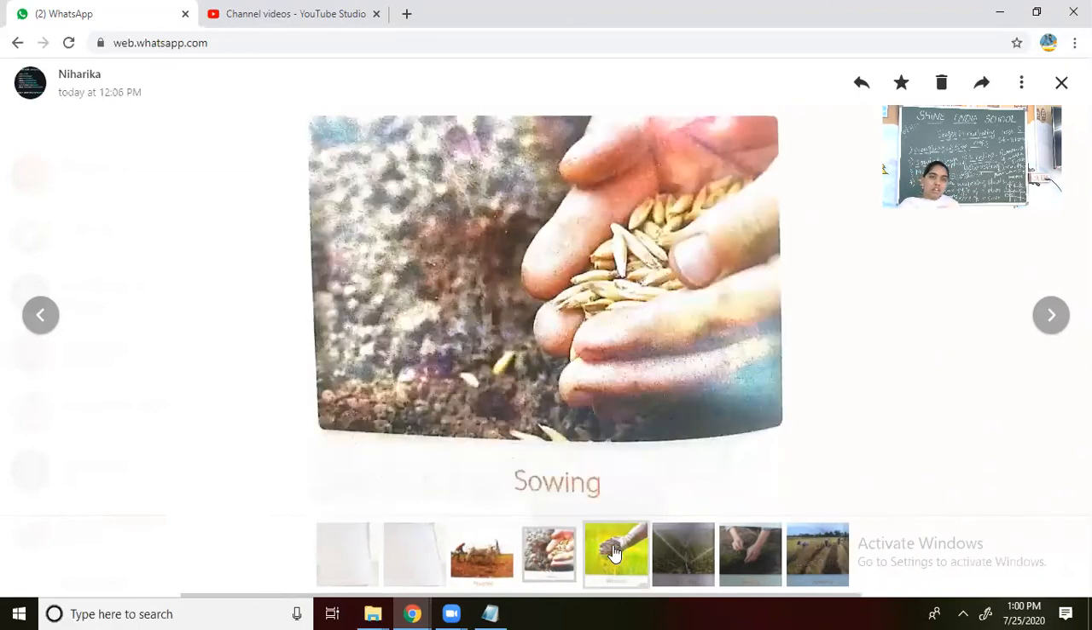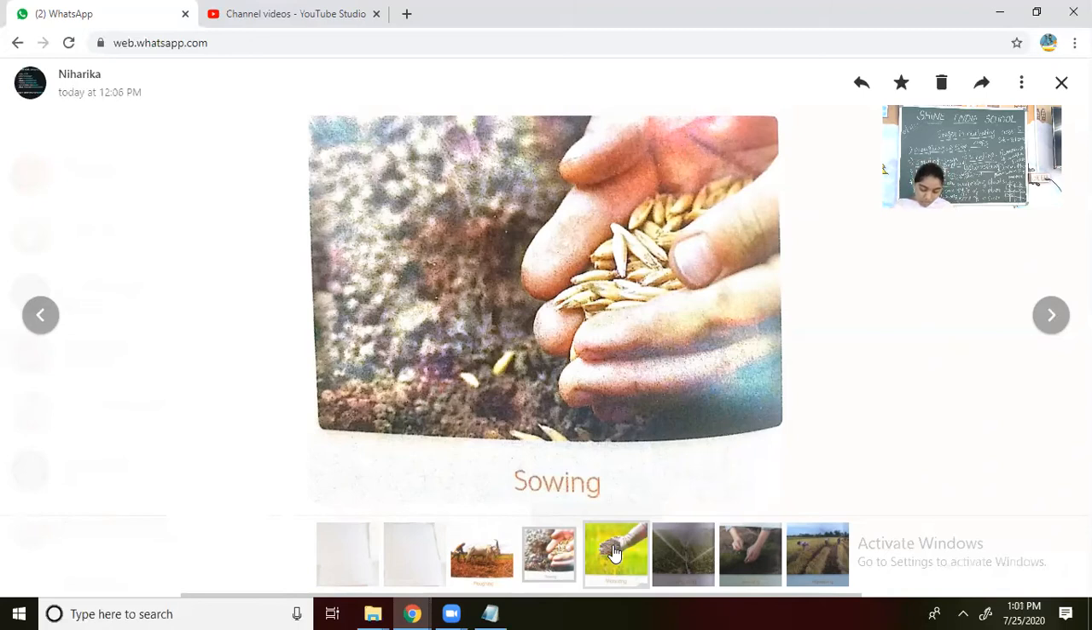Sowing. Okay, in the next picture you can see the hand and how the person is going to drop the seeds. Normally one seed cannot be germinated definitely, so we have to keep a minimum of 2 to 3 seeds. So farmers drop 2 to 3 seeds in each and every place. That will lead to a new plant. What is the meaning of sowing here? Seeds are going to be planted.